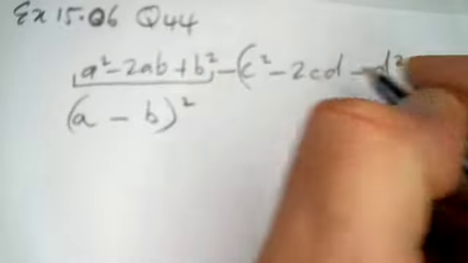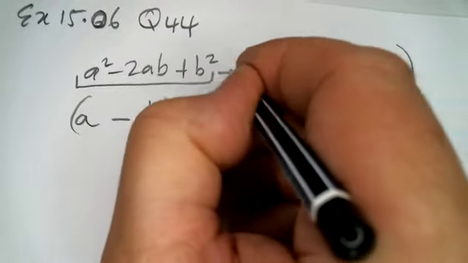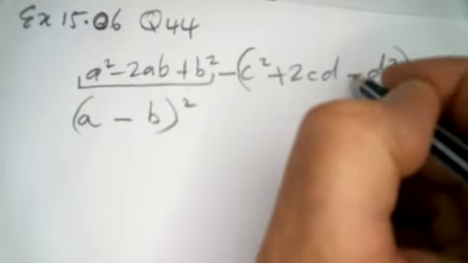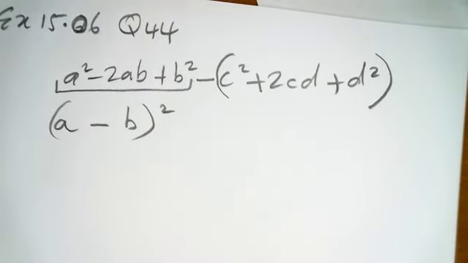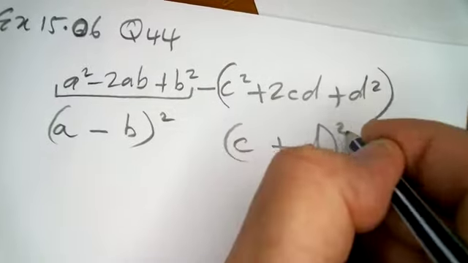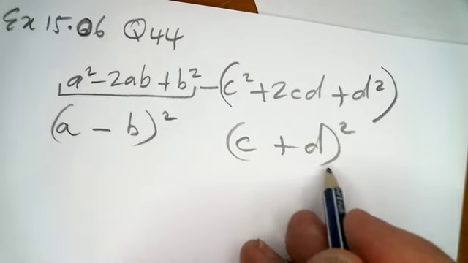If we just put that in brackets and put that in brackets, and then these negatives become, well, that's still negative c, this becomes a positive 2c and a positive d squared. So now we've got (c + d) all squared. So we've got a perfect square and a perfect square.